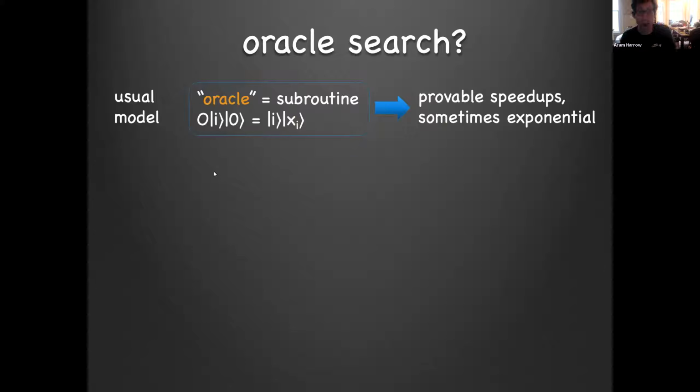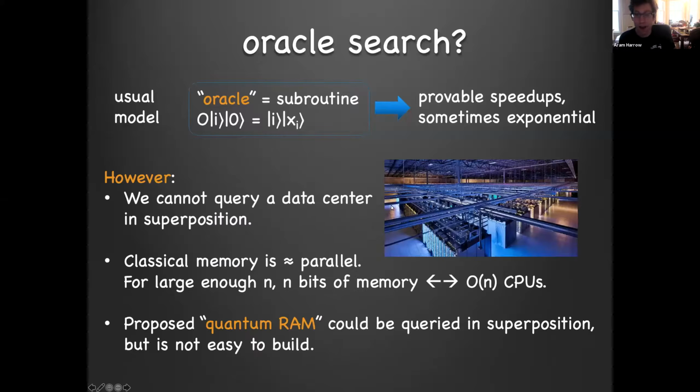But it involves an oracle, right? This oracle is a subroutine that takes in an index that you want to query and returns x sub i. And if this is a picture of a data center, that is not the same as an oracle. We cannot query the data center in superposition. You cannot use Grover's algorithm to search the data center, nor would you want to, right?